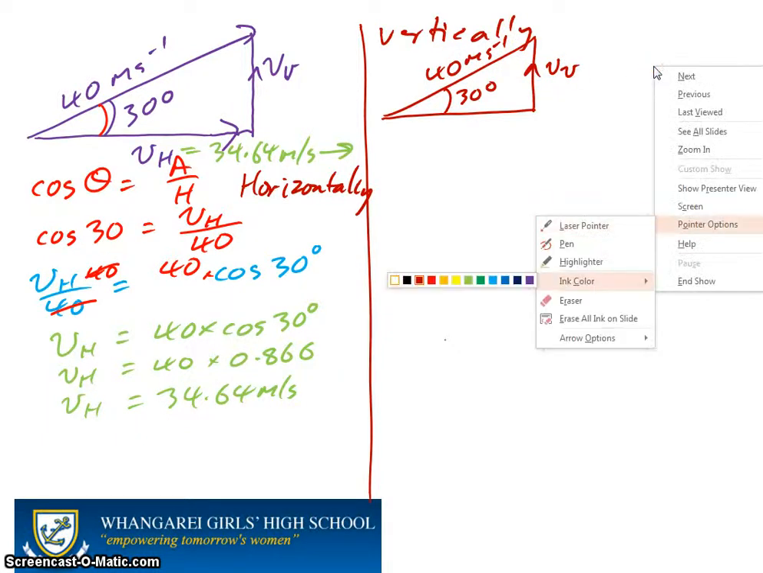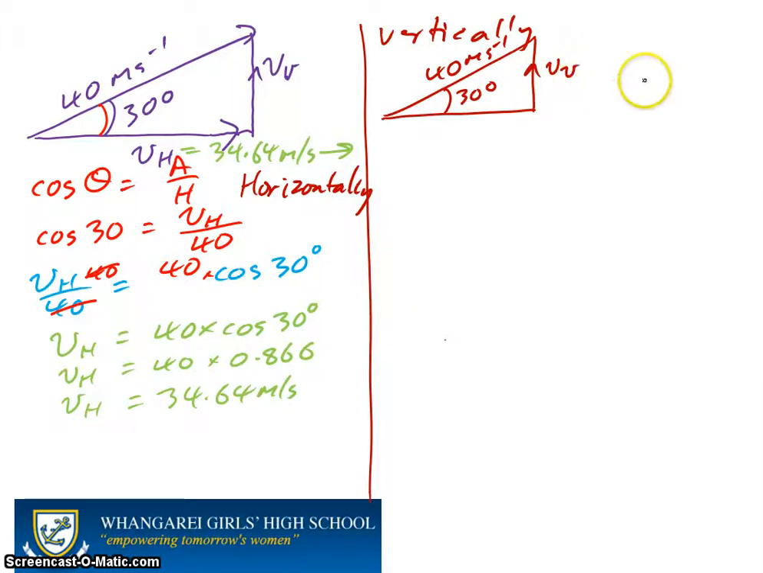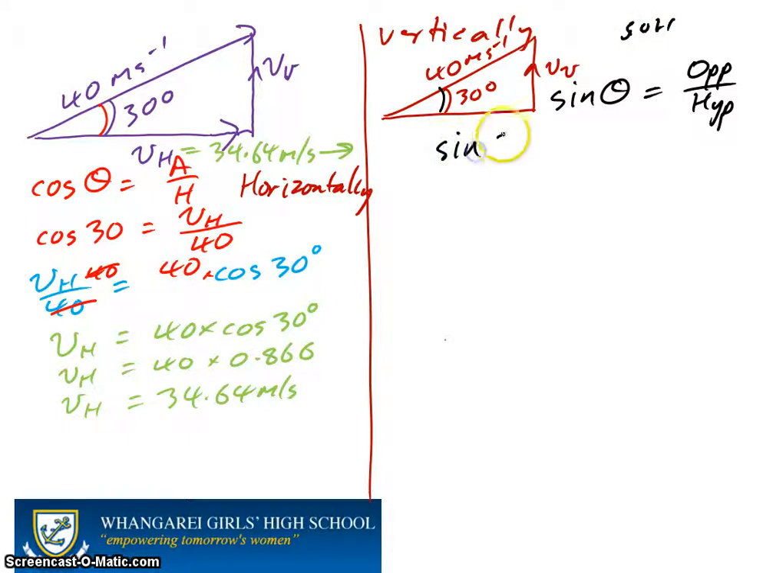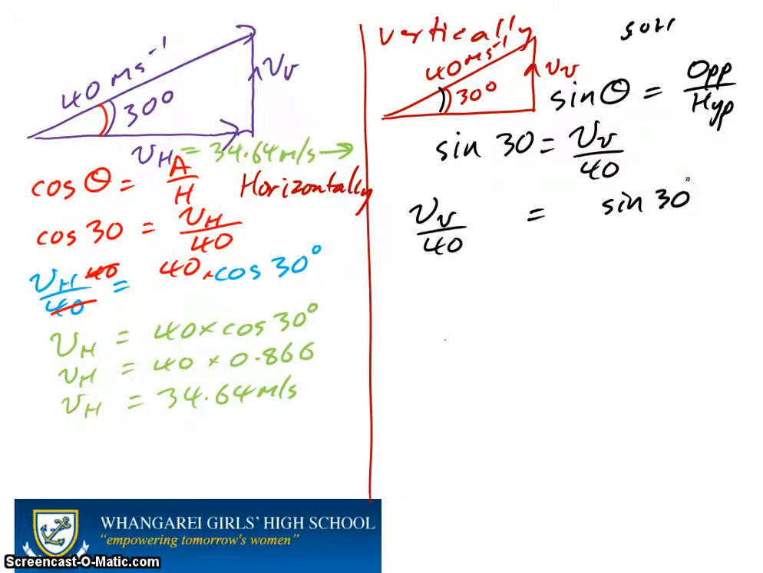Well, year 11 trig will tell us that if there's the angle, there's the opposite, and there's the hypotenuse. So we've got the opposite and hypotenuse, and the one that works for that is sine of theta is equal to the opposite divided by the hypotenuse. So SOH. And so therefore the sine of 30 is equal to the vertical velocity divided by 40. I'm going to do now a complicated step called swapping sides. So the vertical velocity divided by 40 is equal to the sine of 30.